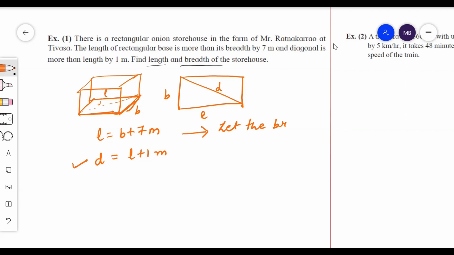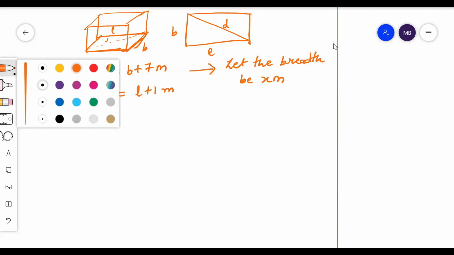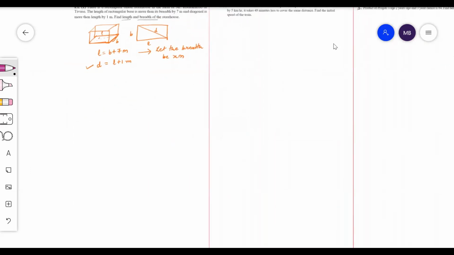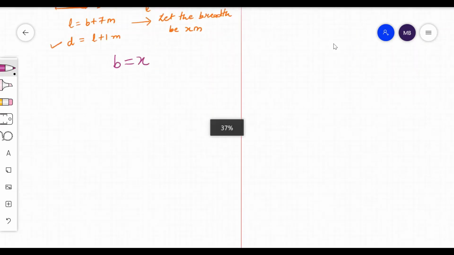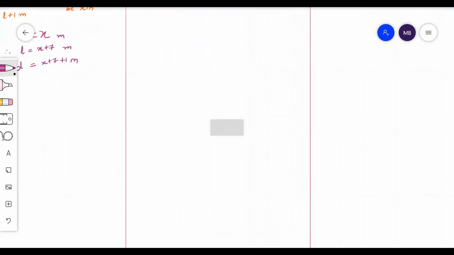Let the breadth be X meters. Okay, so if the breadth is X meters, that is, B is equal to X, therefore L is equal to B plus 7, so X plus 7 meters, and diagonal D will be equal to X plus 7 plus 1 meter, right? Which is equal to X plus 8 meters. Yes.